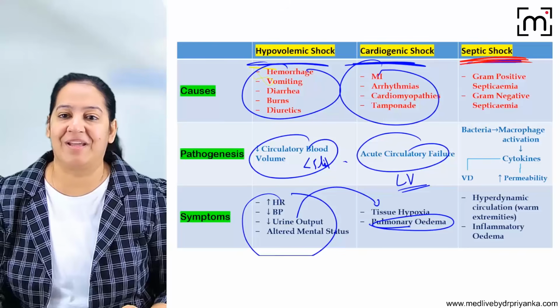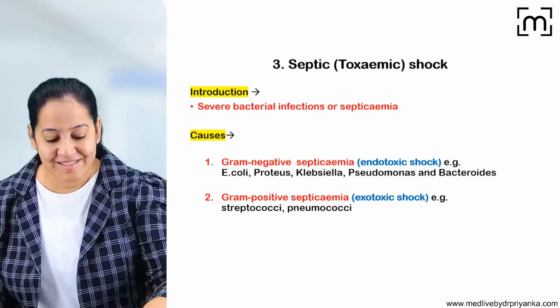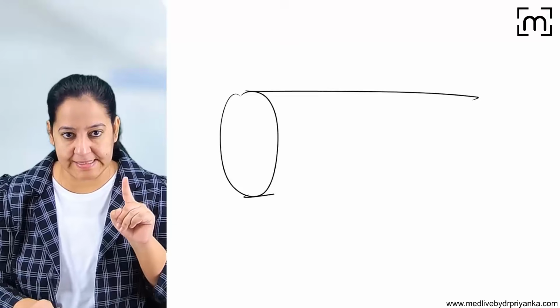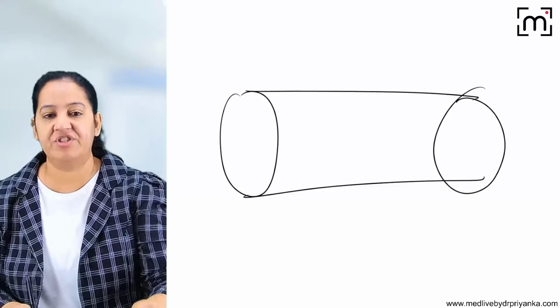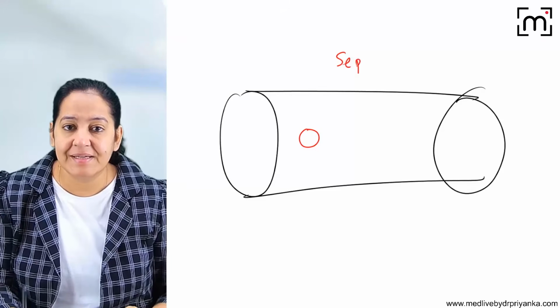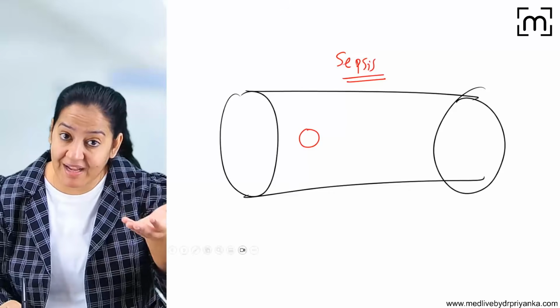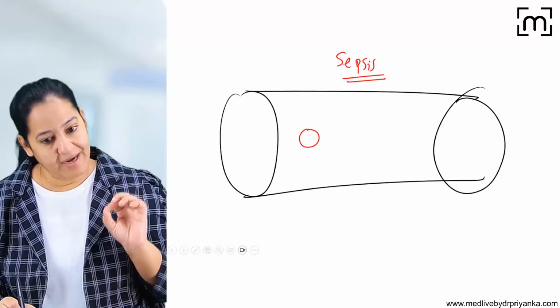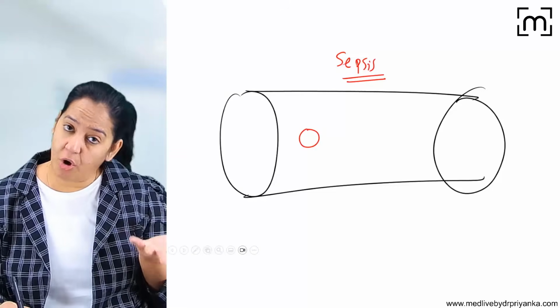So let's start septic shock. What do you mean by sepsis? Sepsis means bacteria in the blood. So this is the blood vessel of a human being, inside which the bacteria is present. This is the bacteria. So this is known as sepsis. Sepsis means presence of bacteria inside the blood. So septic shock is due to sepsis.